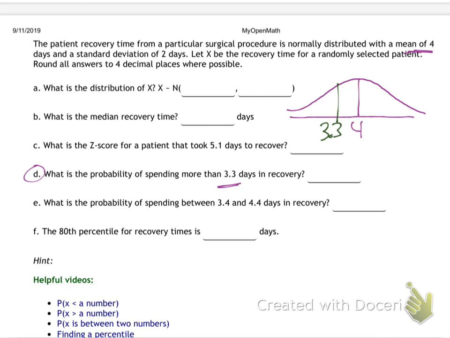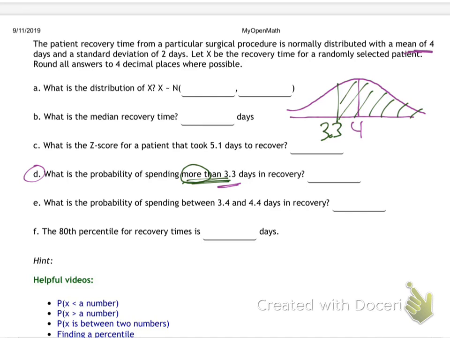Now, do we shade to the right of that or the left of that? What did they say? More. More is to the right. More than 3.3 is shading to the right of 3.3. So that looks like an answer that's more than 50%. That's more than half the curve. So we're expecting an answer more than half the curve.